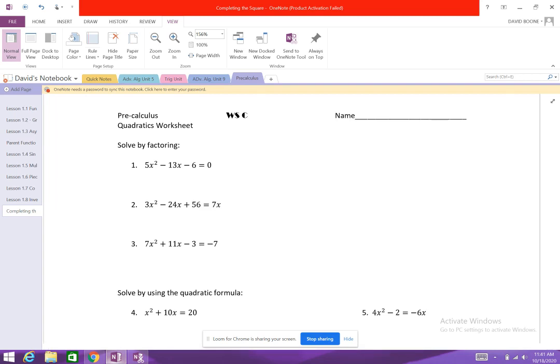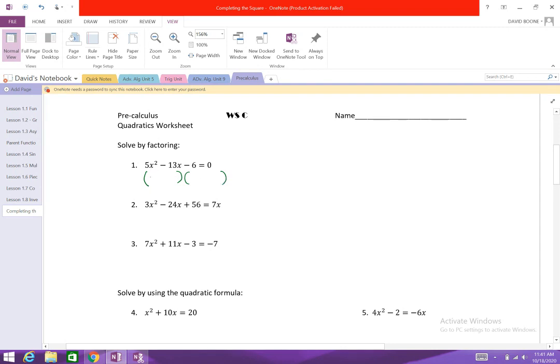We're going to start off with just a little reviewing of solving quadratics and looking at a couple of different ways to do so. First one is solving by factoring, like we've done in the past. So what we do is we first look at just trying to factor the quadratic like we normally do.